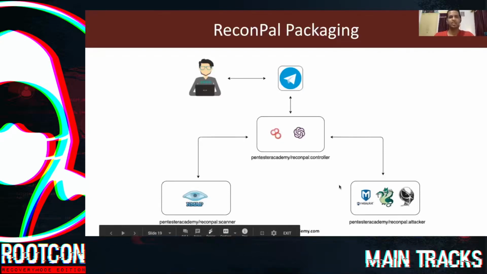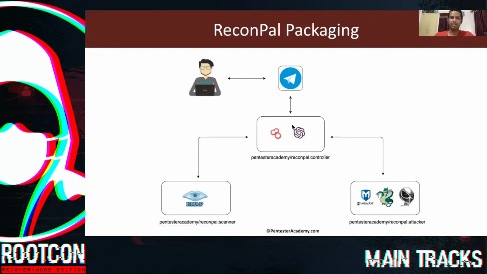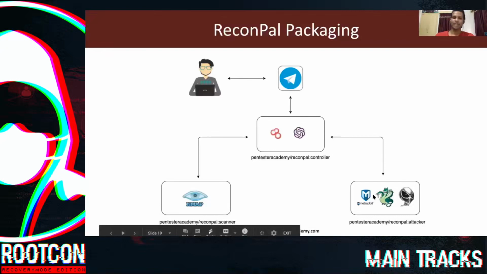So when a user sends a message to a bot, it is received by the controller container. It sends the text to the OpenAI API, and depending upon the operation, if it is a find operation, it will send a request to the Shodan API, get all of the machine details, and return it back to the user. If it is a scan operation, it will connect to the scanner container through WebSockets and call the respective tools to perform the scanning. If it is an attack operation, it will use WebSocket to communicate with the attacker container to perform that attack.